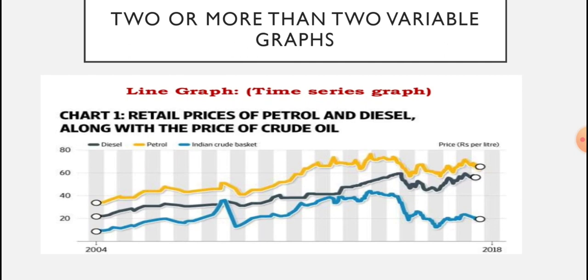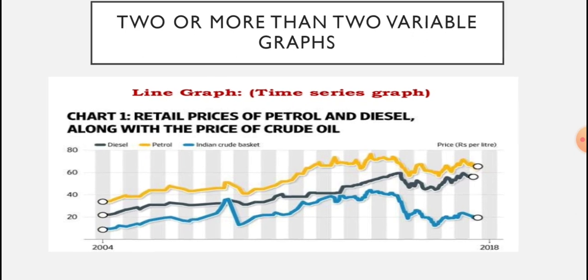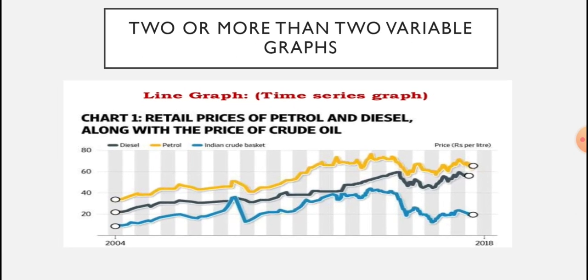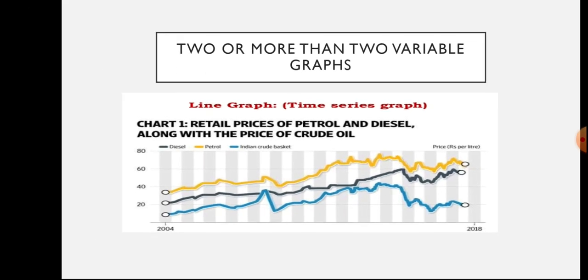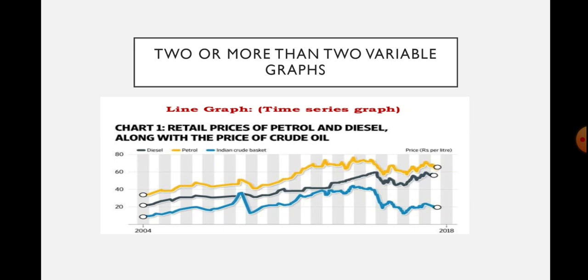The black line indicates the diesel, yellow line petrol, then blue line Indian crude basket. It means we are drawing a graph showing three pieces of information simultaneously. Because it indicates more than one characteristic at a time, it will be a more than two variable graph. I think it is very much clear to you.